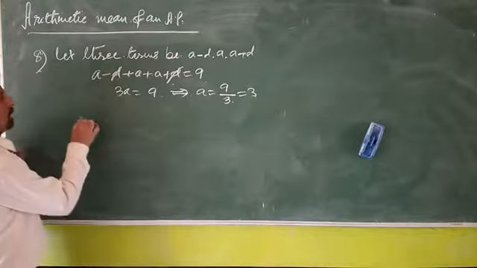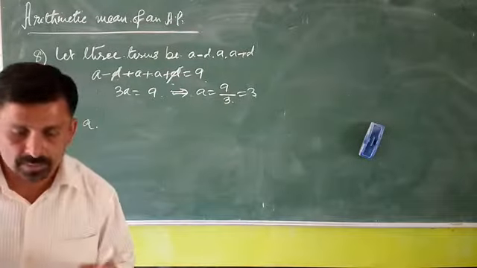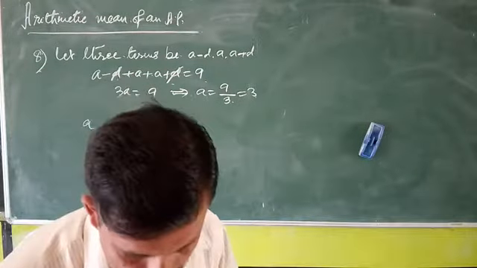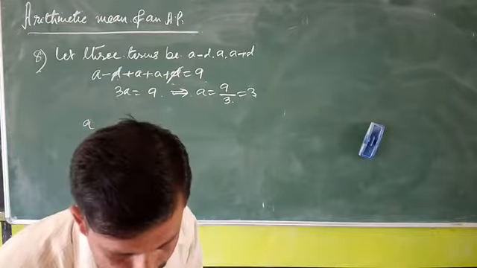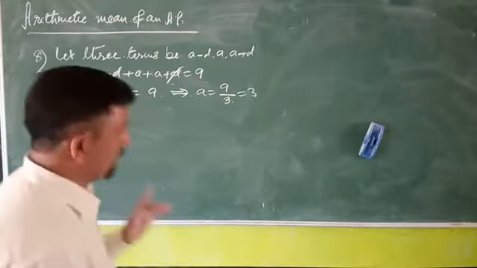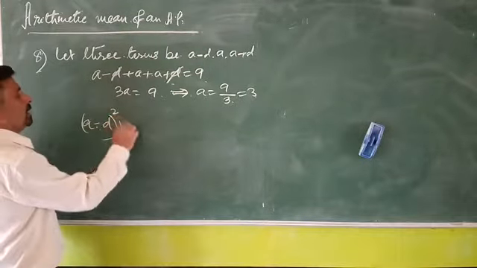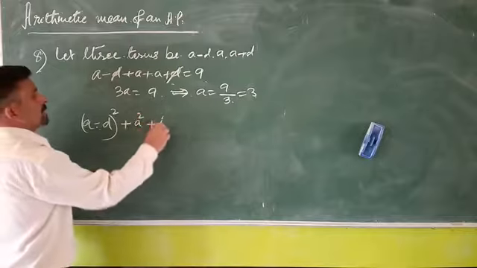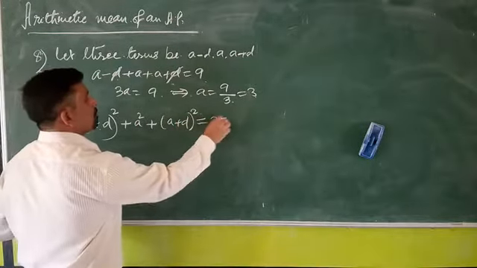So it says sum of their squares is 35. That means (a minus d) whole square plus a square plus (a plus d) whole square is equal to 35.